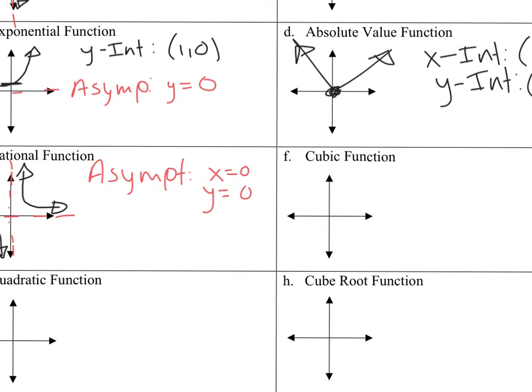Now let's do the next one. Cubic function, okay? This one, a lot of people say it has an S shape, okay? It goes through the origin, contrary to how that dot may look. So this one has an x-intercept of what?